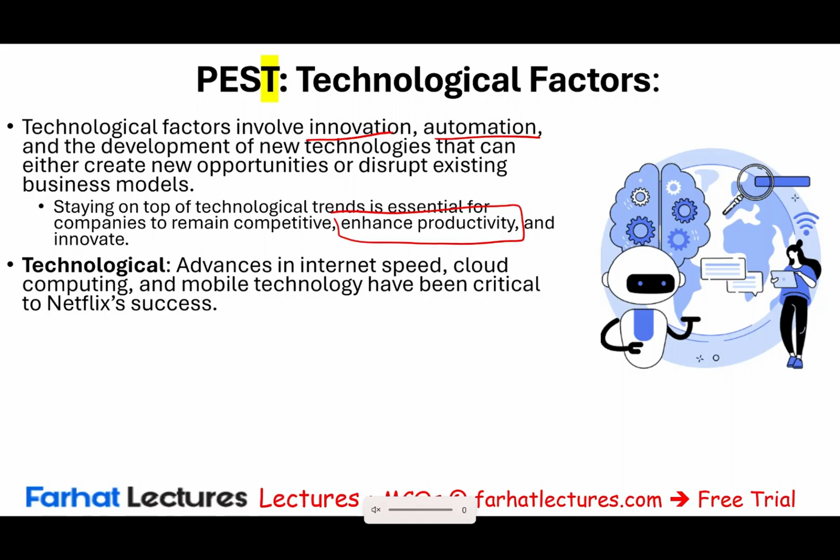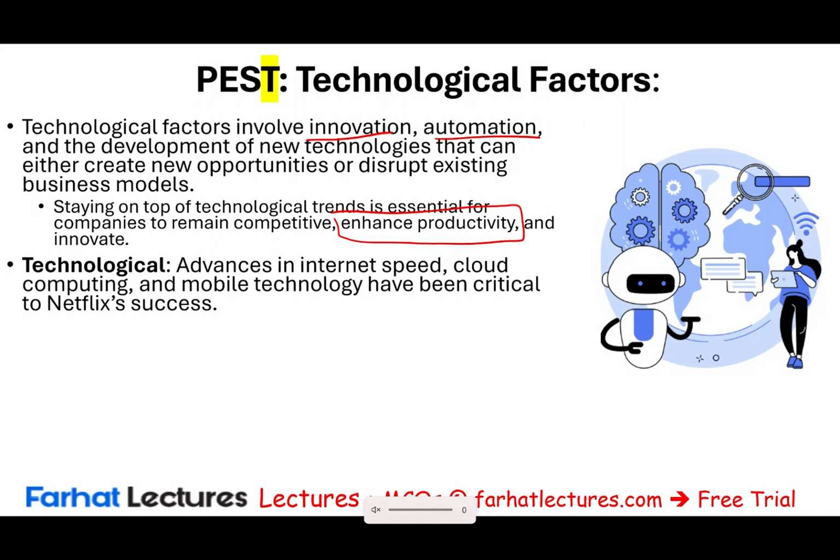So advances in internet speed, cloud computing, and mobile technology have been critical to Netflix's success. And for example, Netflix will not operate in a country that does not have high-speed internet. Otherwise, the show will keep on stopping every 10 seconds, and they don't want that.